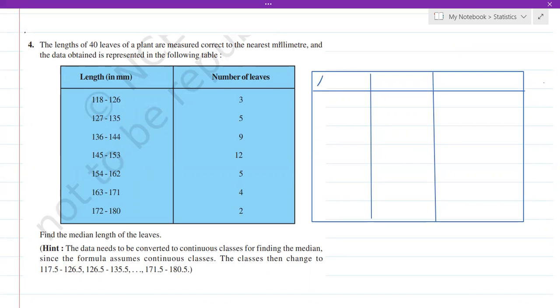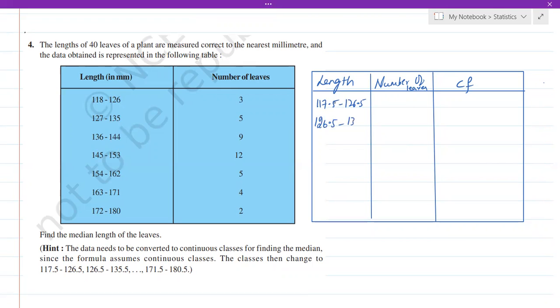So this is length in mm and number of leaves and CF. Okay, so remember we have to subtract 0.5 for the lower limit, so it becomes 117.5, isn't it? 117.5 up to 126.5. I have to add 0.5 to the upper limit. So subtract 0.5 from the lower limit. 127 minus 0.5 becomes 126.5.